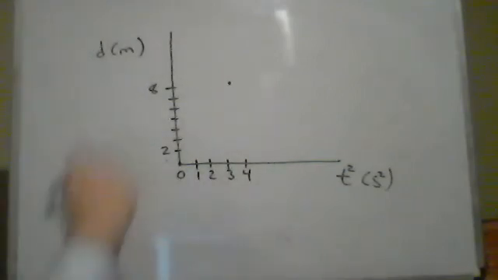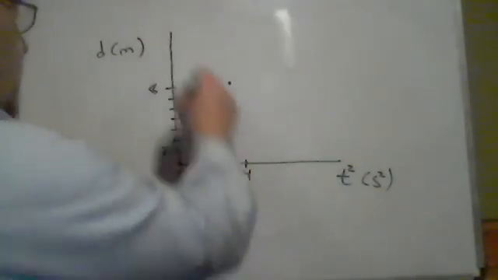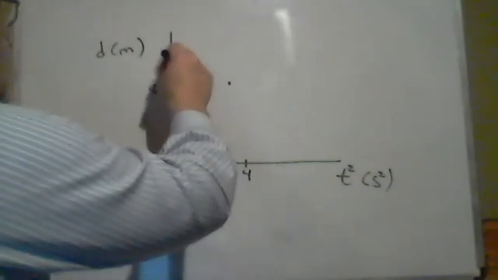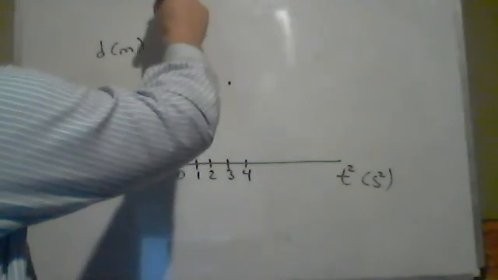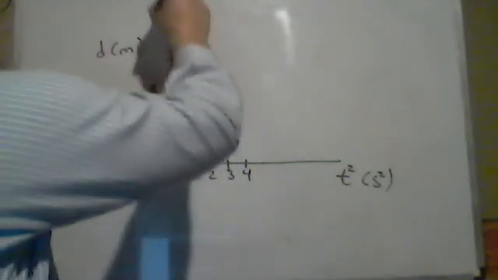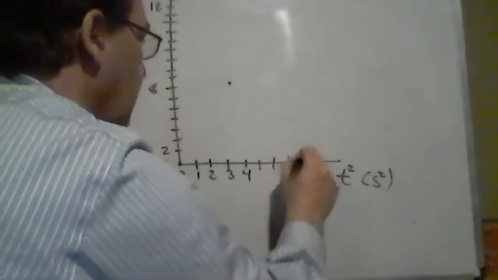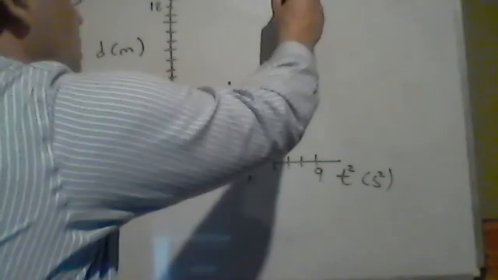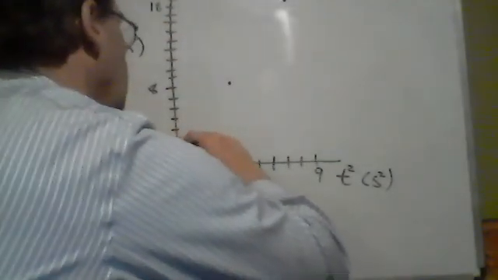And as you continue doing this, your next one's going to be 9. You'll have all the way up to 18. So 9, 10, 11, 12, 13, 14, 15, 16, 17, 18. Who knows what this is going to look like, but you'll see a point up there. And you should notice that if you plot the distance versus the time squared, you get a nice straight line.